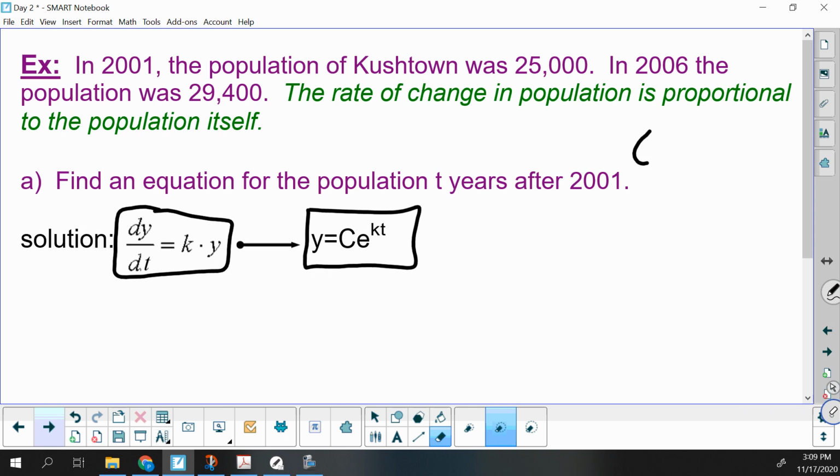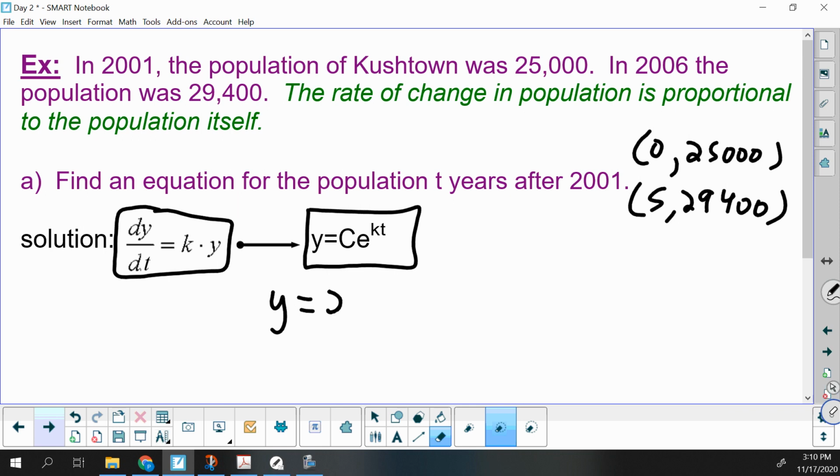2 points that we know. We know initially in 2001, because we're doing years since 2001, we have 0 comma 25,000. And then 2006 is 5 years later. We have 29,400. Well, our c value is just that initial value. So we've got y equals 25,000 e to the kt.